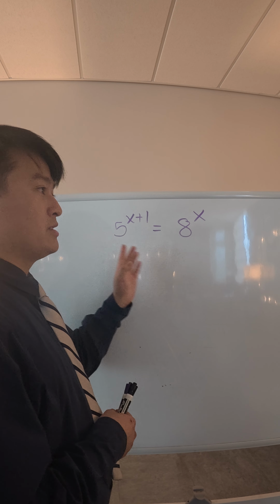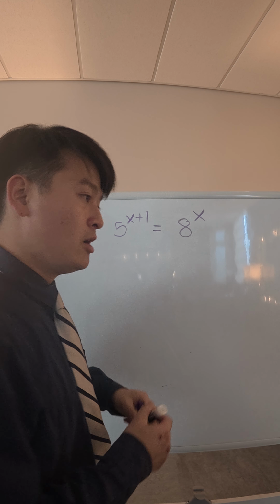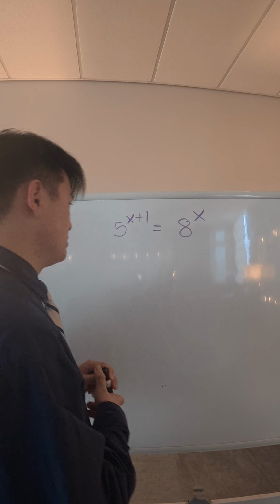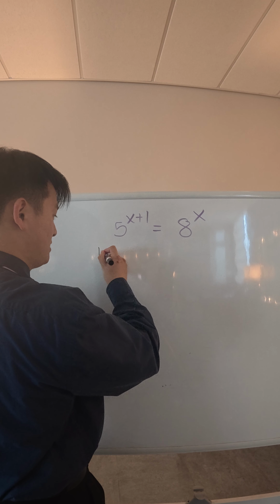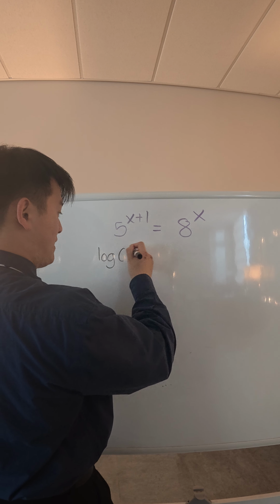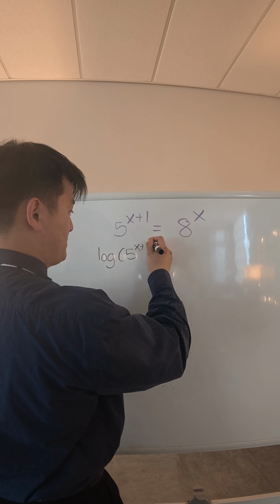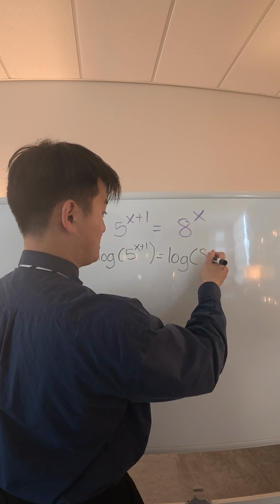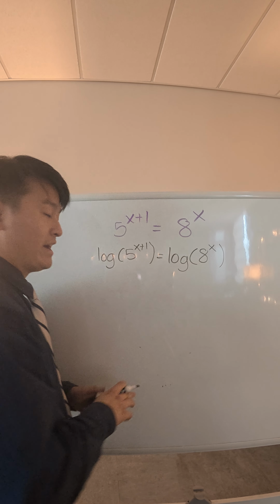Well, if you look, I'm trying to get rid of the exponents. One of the things that we do to get rid of the exponents is by doing log. So what I'm going to do is write log on both sides. So I'm going to write log 5 to the power of x plus 1, and I'll make it equal to log again, because you have to do it from one side to the next, 8 to the power of x.